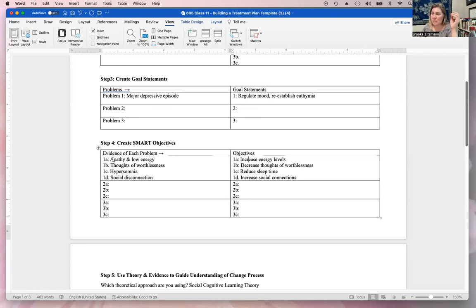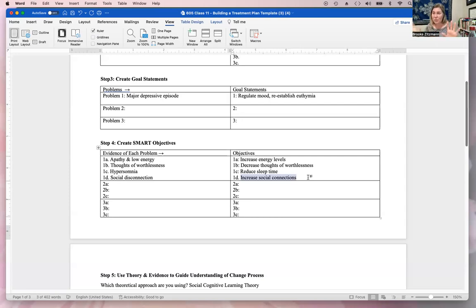So if evidence is apathy and low energy, then we would want to increase energy levels. Thoughts of worthlessness becomes decreasing thoughts of worthlessness. Hypersomnia becomes reducing sleep time. You might also say establishing 6 to 8 hours of routine sleep, something like that. Social disconnection becomes increasing social connection. So you can see how you're mirroring.